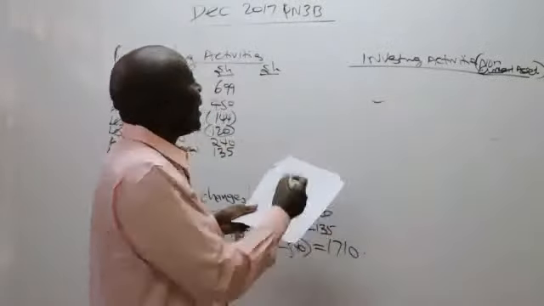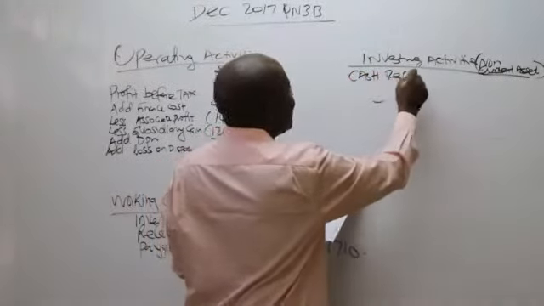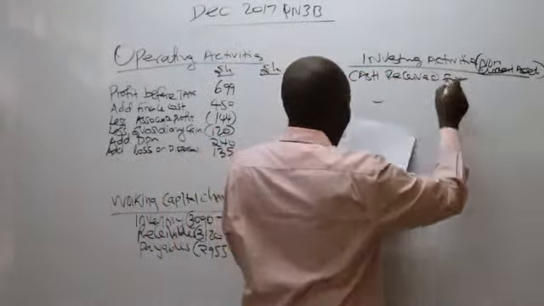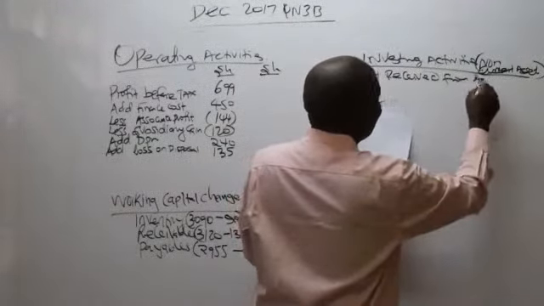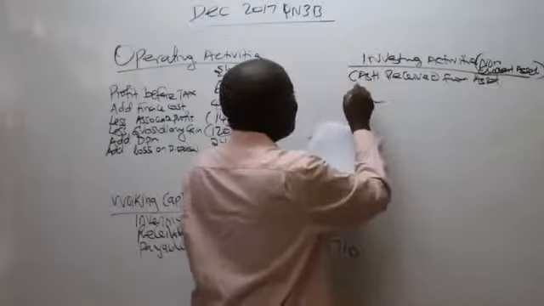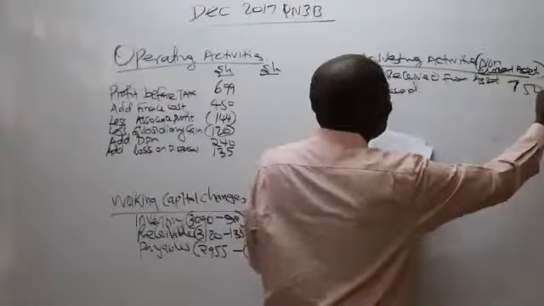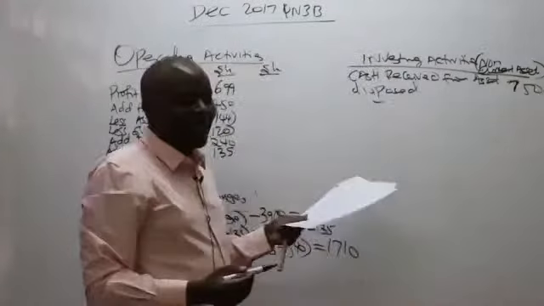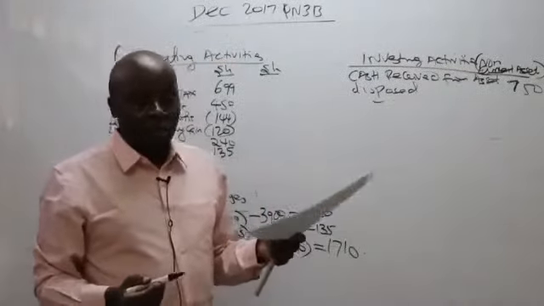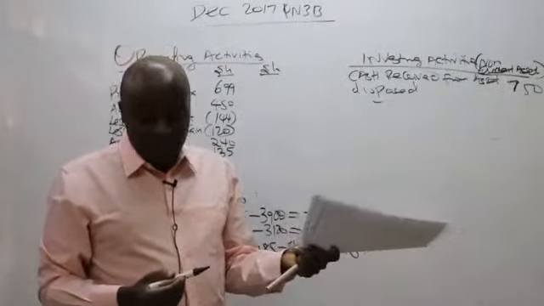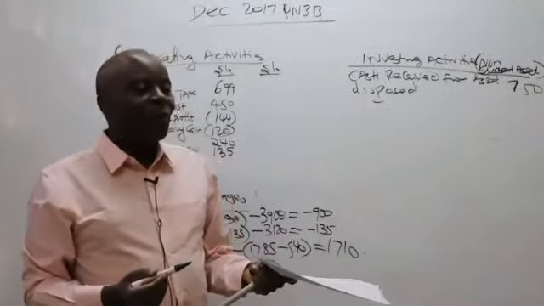So unasema hapa cash received from an asset disposed. Wanasema ni 750. Wanafunzi wengine wakiendelea kufikiria zaidi, mark inaingia tu. Kitu ya maana hapo ni mark kuingia. So cash received from an asset, in this case here, that was done what year? Disposed.